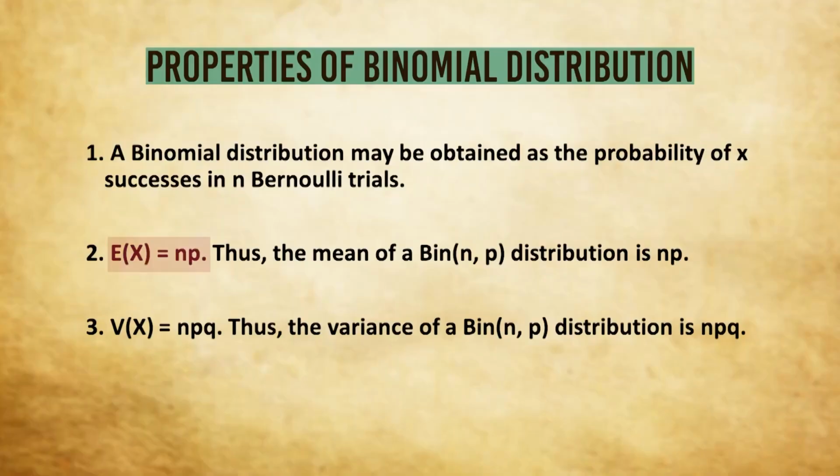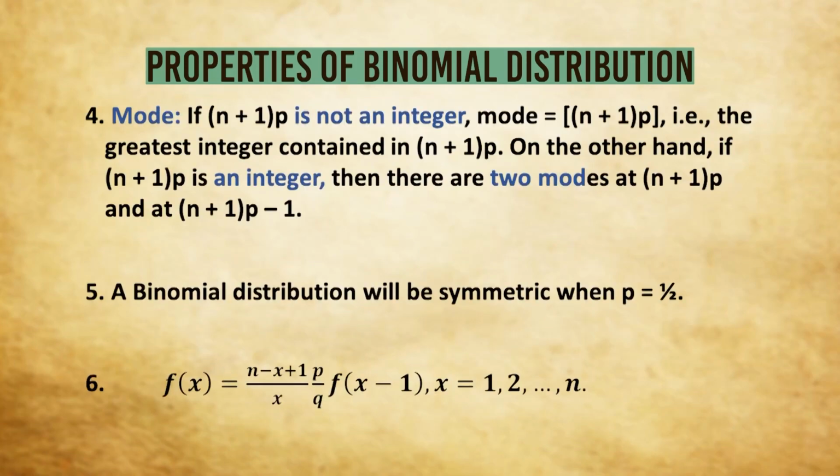The expectation comes out to be np. So the mean of a binomial(n, p) distribution is n into p. The variance is n into p into q. Mode. Mode is that value of x for which the probability is maximum. In case of binomial distribution, two situations can arise.